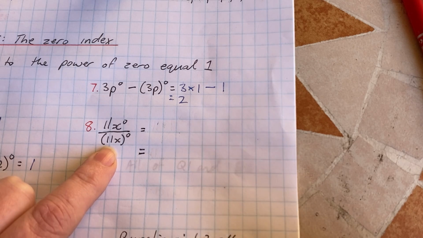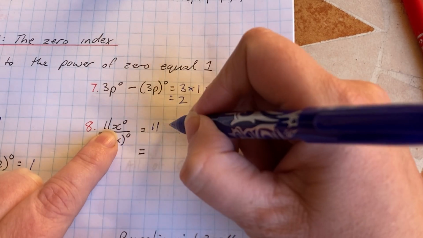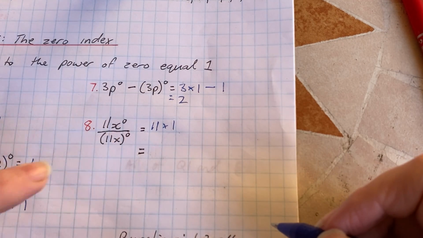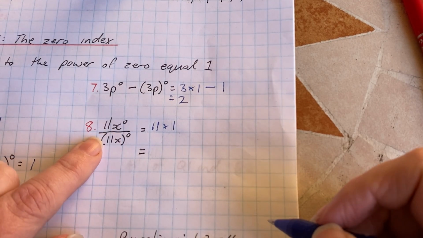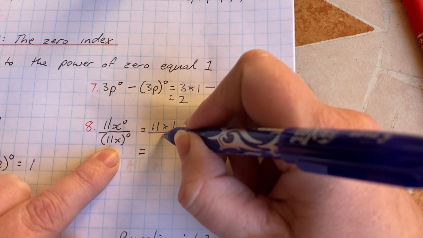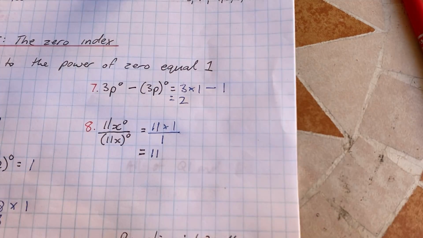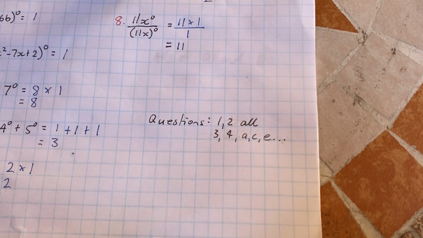And this is the same basic idea. This numerator is not in brackets, so we have to work it out. So it's 11 times 1, just like in question 6. And then the denominator, it is in brackets, so it's all to the power of 0, so the whole thing just equals 1. So 11 times 1 divided by 1, that equals 11. Okay, so there are the questions for you to do.